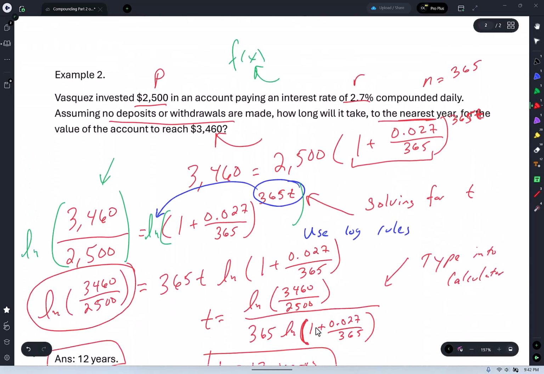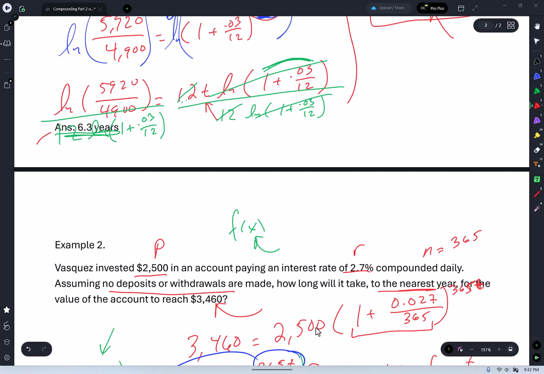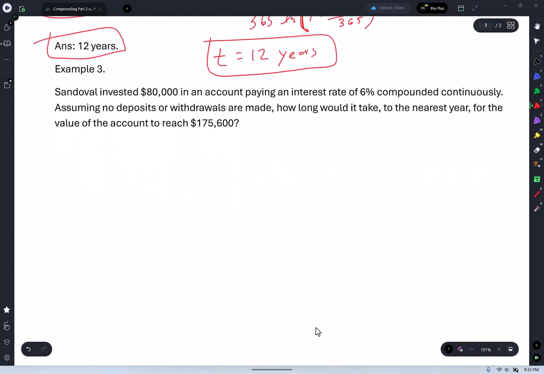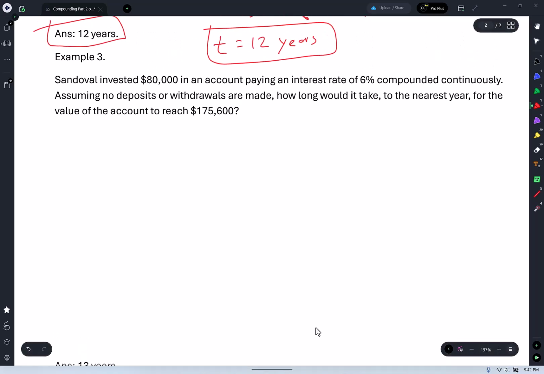Perfect. So yeah, sorry guys about that first one there that I wrote right over that answer there. But we got it right though. All right, last one here. And then we'll set you guys loose.